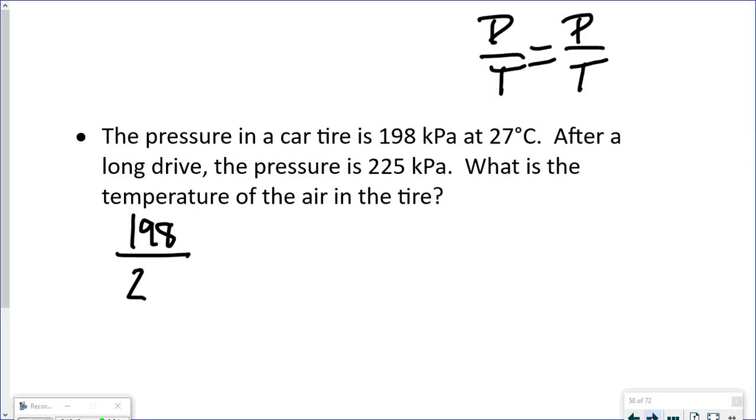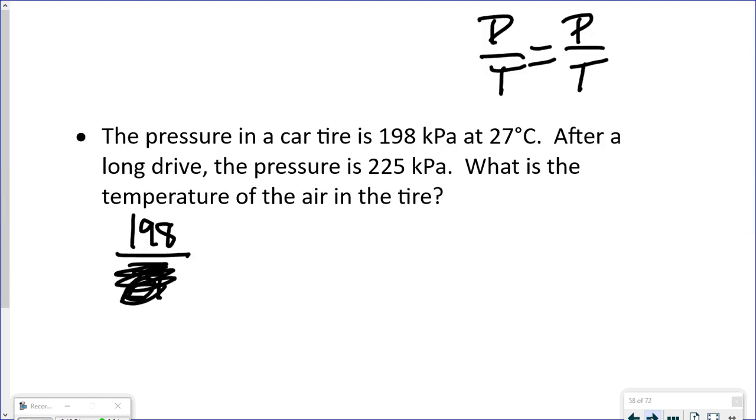Oops, excuse me. I'm talking and not paying attention to what I'm writing. We're just going to X that out. So we need to change to Kelvin. So 27 plus 273 is 300 Kelvin. And that's equal to our final pressure, which is 225 kPa.